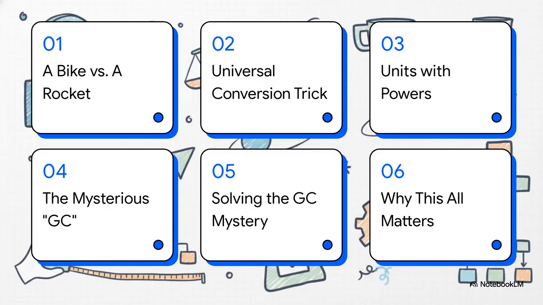All right, so here's our game plan for today. We're going to start with that bike versus rocket showdown. Then I'll show you a universal trick to solve it. And we'll even tackle those tricky units with powers. After that, we're diving deep into the mystery of that GC constant. So stick with me, because by the end, you're going to see why this is so much more than just numbers. It's about learning to think like an engineer.